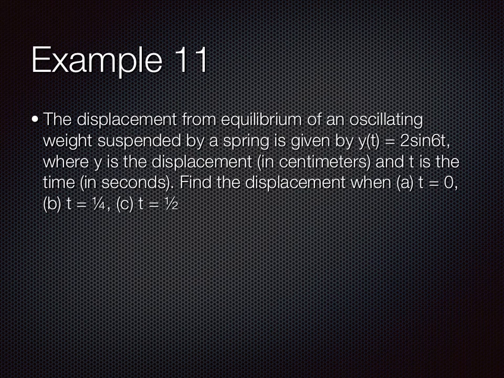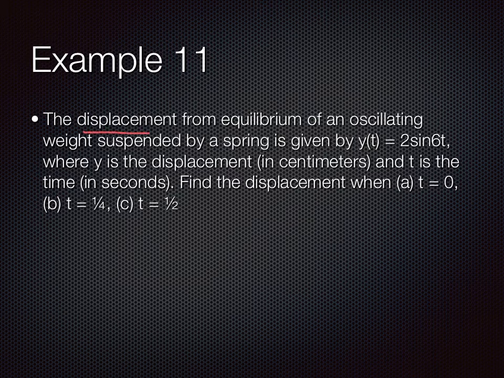Okay, last up, and we've done this before. Again, we're just kind of going back through them. This says the displacement from equilibrium of an oscillating weight suspended by a spring is given by y of t equals 2 sine 6t, where y is the displacement in centimeters and t is the time in seconds. Find the displacement when A, t is 0, B, t is 1/4, and C, t is 1/2.